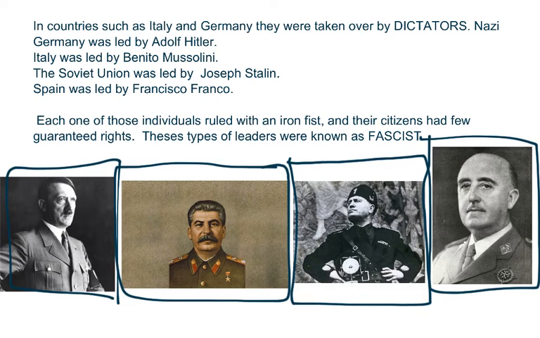Each one of these individuals ruled their country with an iron fist, and their citizens had few guaranteed rights. So no freedom of speech, no freedom of assembly. These types of leaders were known as fascists. That's an extreme form of government under a dictatorship. And these are the big four in Europe at the time.